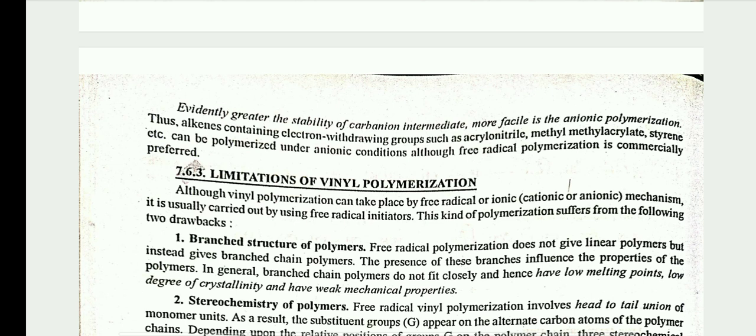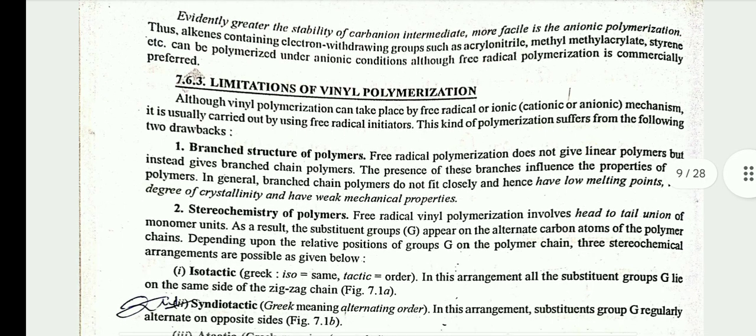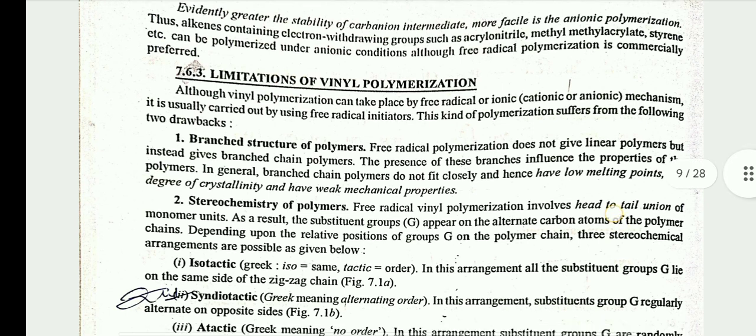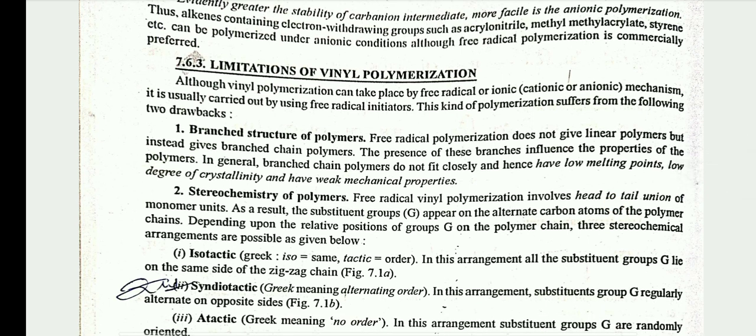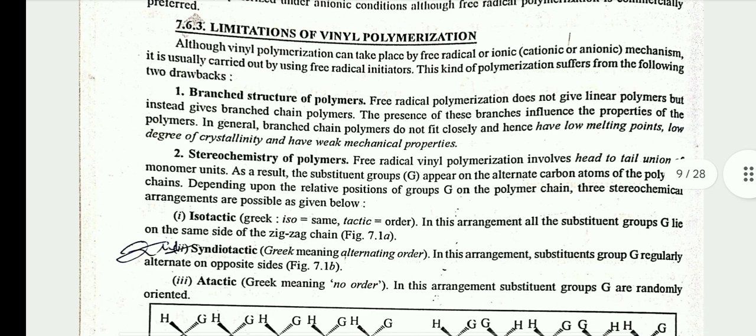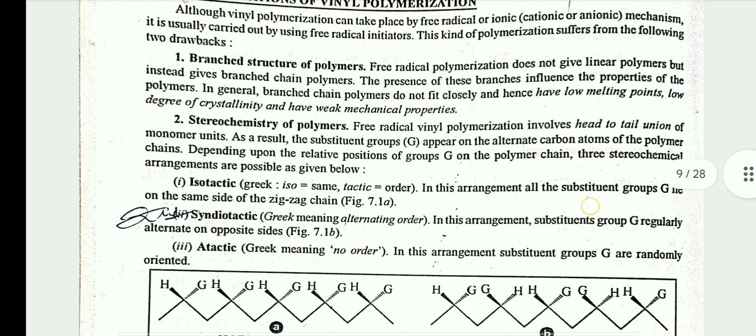Limitations of vinyl polymerization. Although vinyl polymerization can take place by free radical or ionic, cationic or anionic mechanism, it is usually carried out by using free radical initiators. This kind of polymerization suffers from the following two drawbacks. Branched structure of polymers. Free radical polymerization does not give linear polymers but instead gives branched chain polymers. The presence of these branches influences the properties of polymers. In general, branched chain polymers do not fit closely and hence have low melting point, low degree of crystallinity, and weak mechanical properties.